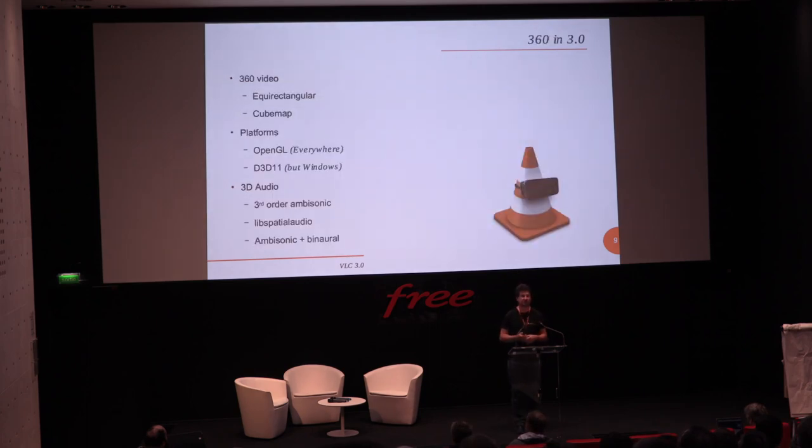So let's start with 360 and VR. In 3.0 we had the 360 support, cube map and equirectangular, based on OpenGL, with the projection correctly done, and direct hardware decoding directly to the surfaces. And we have this third order ambisonic 3D audio engine, which is great even though there are no samples, because YouTube only does first order, but still we have it. That also brought a lot of cool stuff like binauralization in VLC.